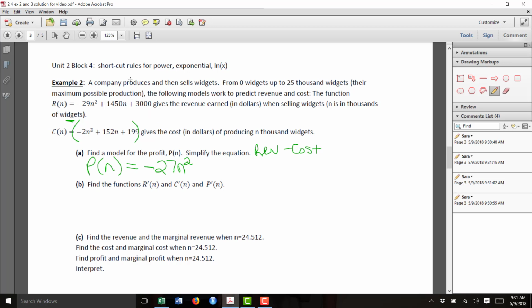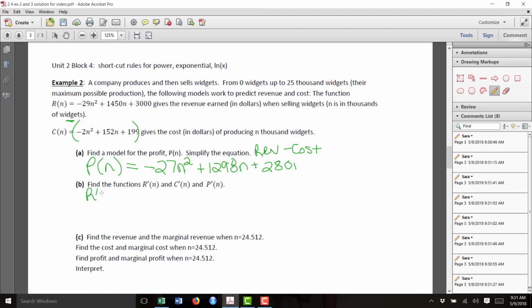And then 1450 minus 152, that'll give us positive 1298n. And then 3000 minus 199, that will give us positive 2801. So now we have a profit function. It then asked us to find the derivative of R, the derivative of C, and the derivative of P. So we have each of the given functions. We'll just use our shortcut rules to find the derivatives.